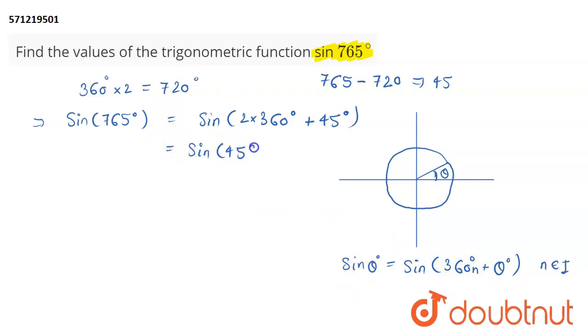Now this is a value that we are all familiar with. What is sine 45 degree? It is 1 upon root 2, and hence we have found the solution.